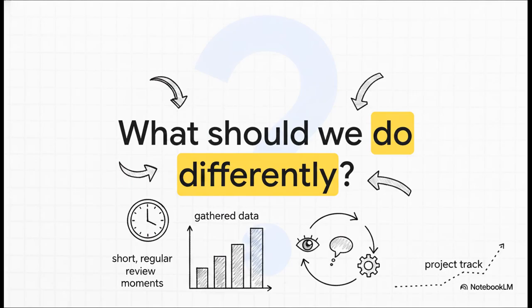So, what does this all mean? It means your team has to ask one essential question. Given what this is telling us, what should we do differently? You need to hold short, regular review moments where the team actually looks at the gathered data together and asks exactly that. This simple question ensures the data actually triggers action and keeps the project on track to actually help people, rather than just filling a quota.